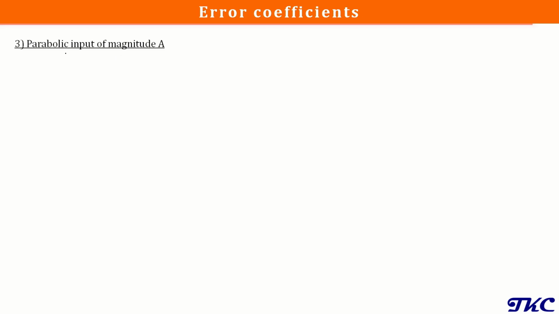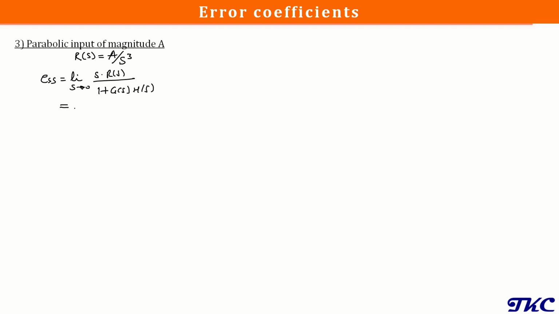Now let's take the third case, that is a parabolic input. So we know that for parabolic input, R of S is equal to A by S cube. So let's write the steady state error formula. It is limit S tends to 0 S into R of S divided by 1 plus G of S into H of S.